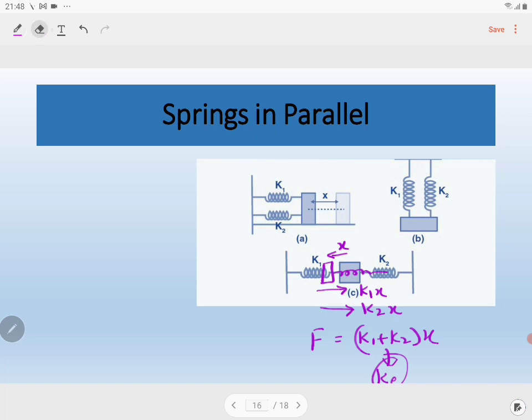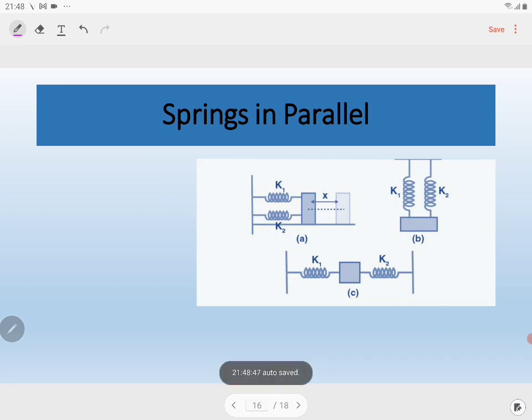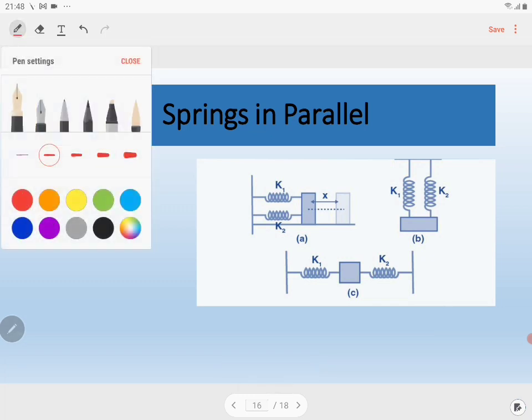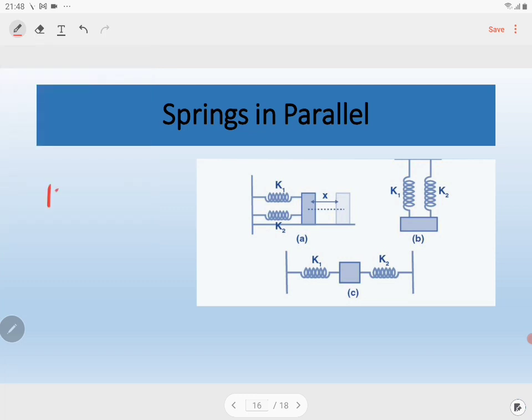So in this slide I have shown you three diagrams. In all the three diagrams the springs are in parallel. Now once we understand that, what is the effective spring constant when springs are in parallel? K effective equals K1 plus K2. Now the time period is given by 2 pi root over m divided by K effective. You have to substitute that K effective here.